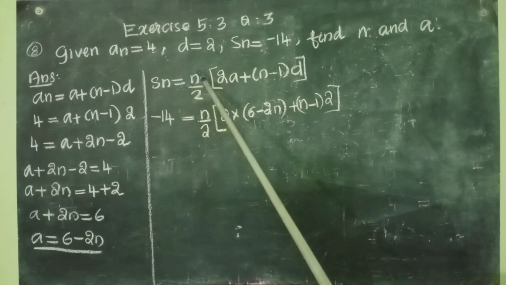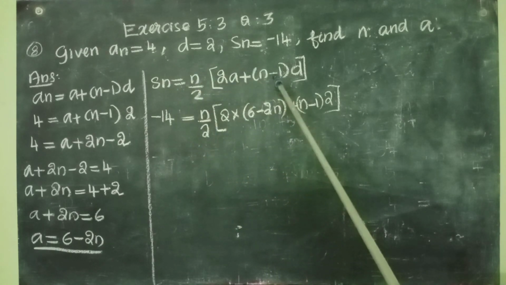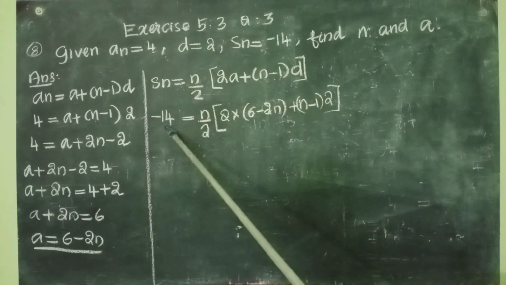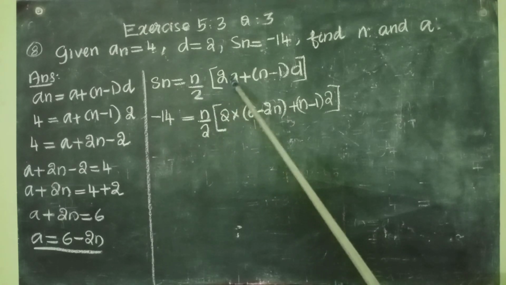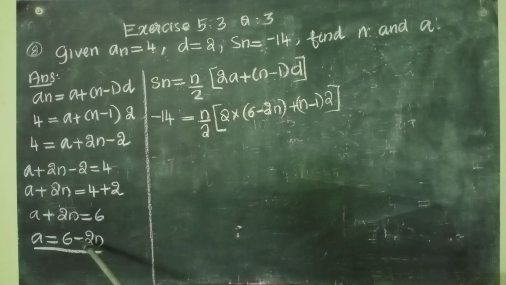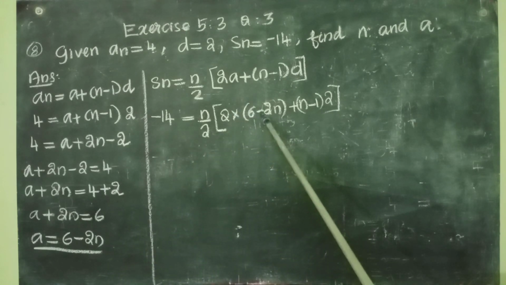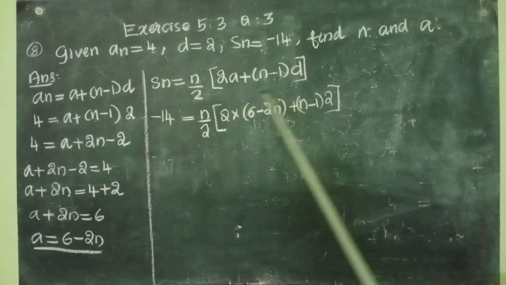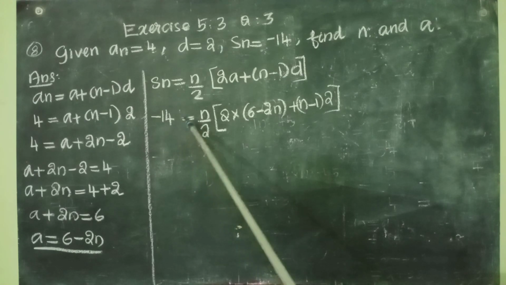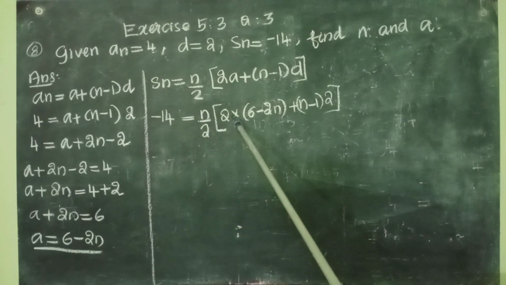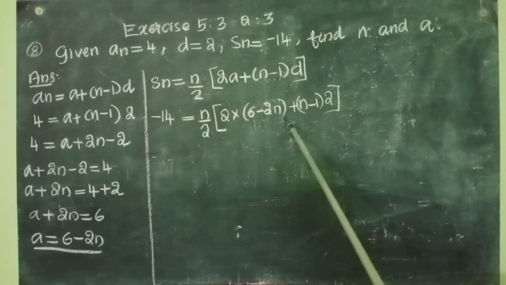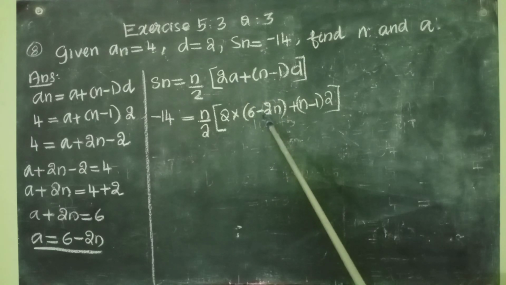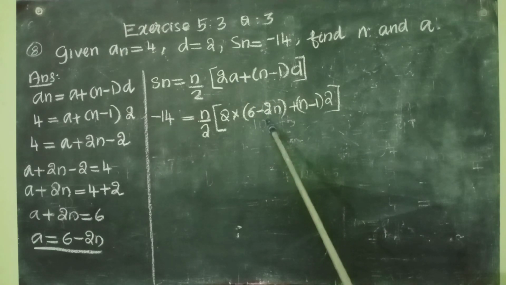We have Sn equal to n by 2 into 2a plus n minus 1 into d. We know Sn equal to minus 14. So we can give it here. n we need to find out 2a. a equal to, we know it is 6 minus 2n. So instead of a we can give 6 minus 2n. And we have d equal to 2. So this becomes minus 14 equal to n by 2 into 2 into 6 minus 2n plus n minus 1 into 2. Here we have substituted the value of a as 6 minus 2n.